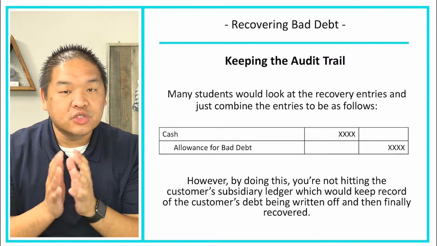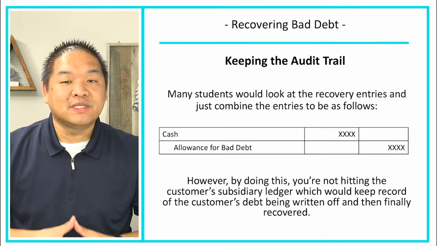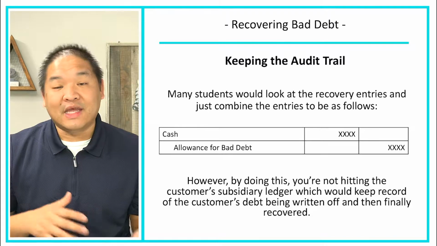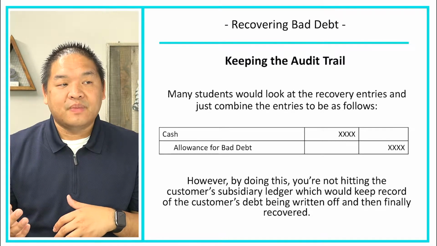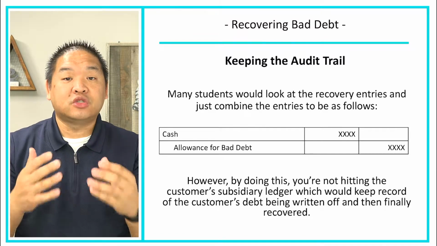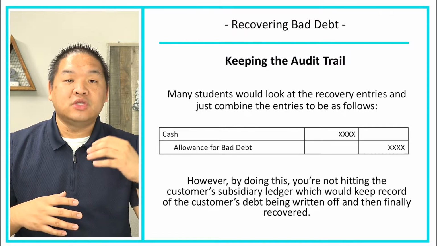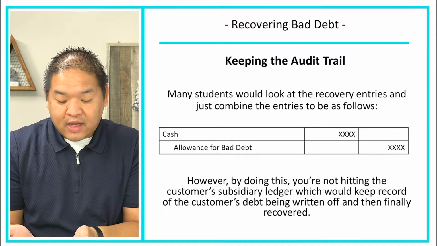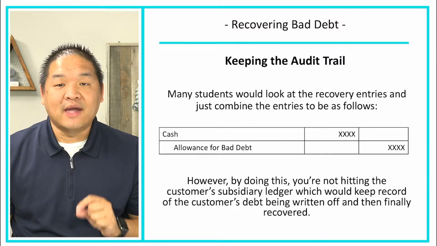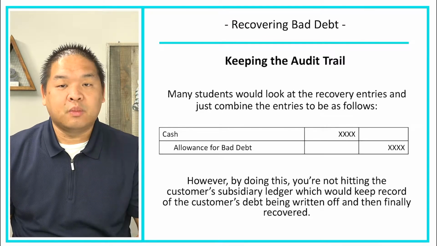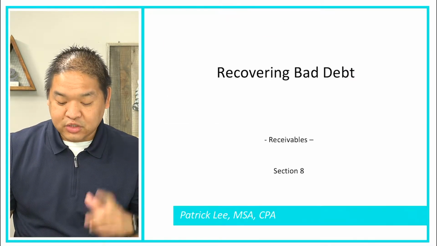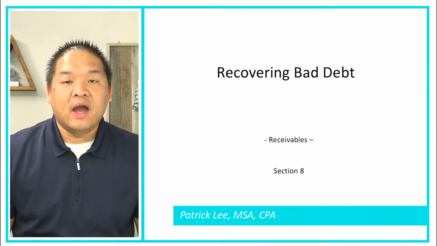And that's so important, especially if we want to do business with them in the future. We need to know that, oh, we did write that off, but they did pay us. So now we have to be a little bit cautious on whether or not we want to make any more sales to them. So it's super important that we do the long way instead of shortcutting it by debiting cash and crediting allowance for bad debt. Audit trail is super important in accounting so that we know what's going on with all of our books.